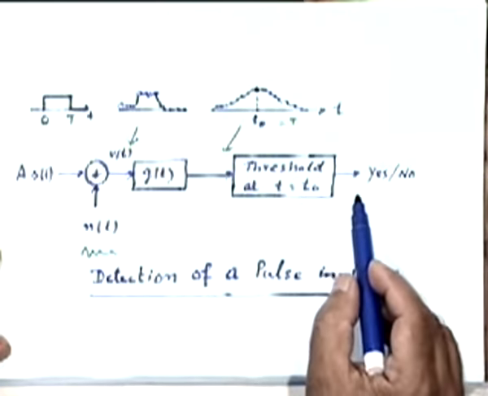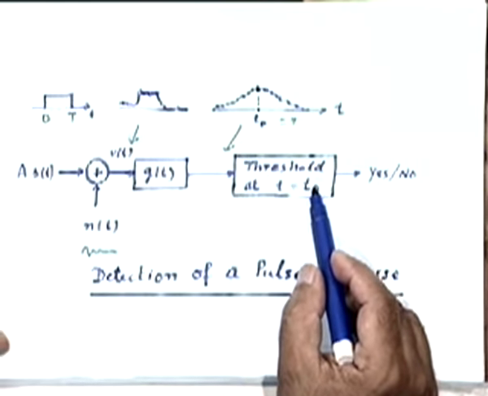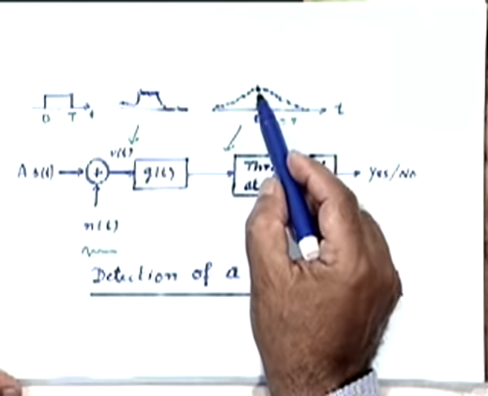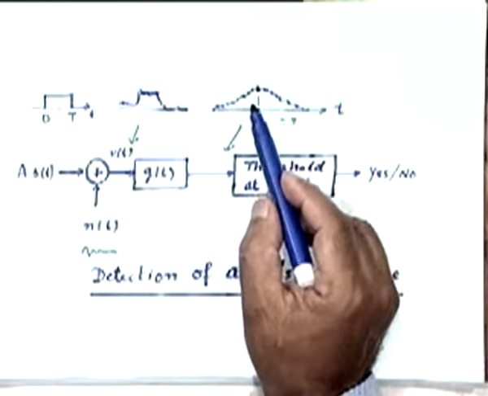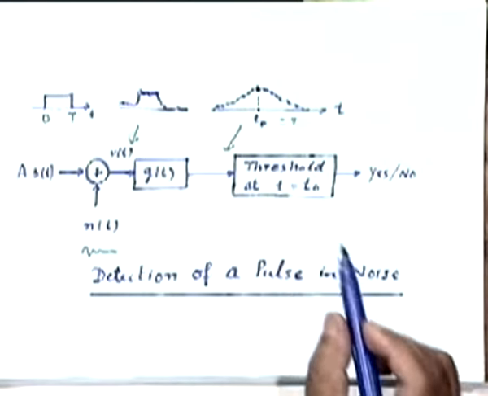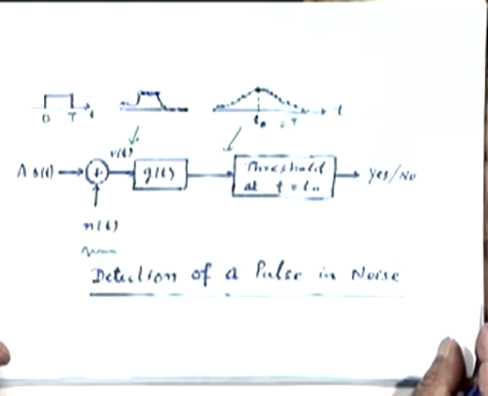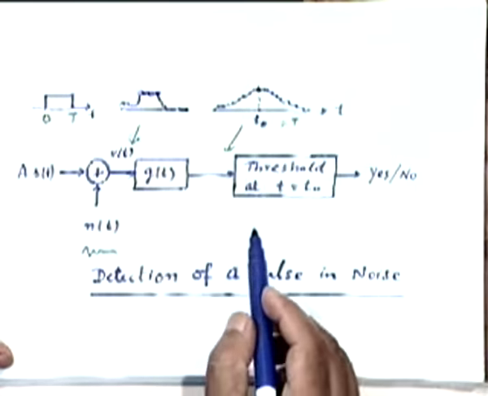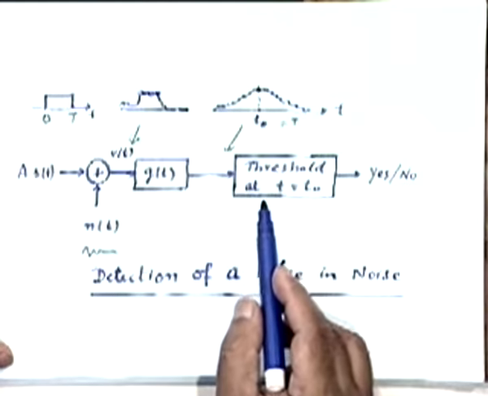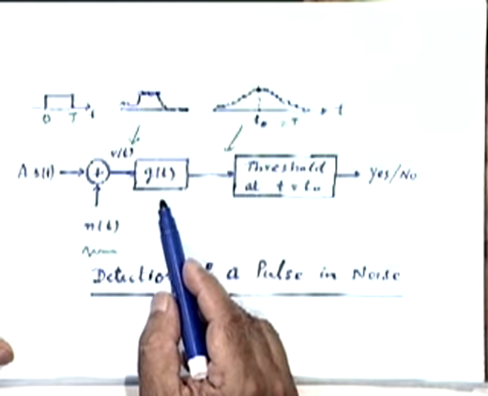And after this is sampled, we pass it to a threshold at that specific time instant. Rather, we compare it with the threshold and then decide whether this value corresponds to a particular symbol value or some other symbol value, right? This is the approach that we have decided to follow, and the crucial component in all this is this filter g(t), right?